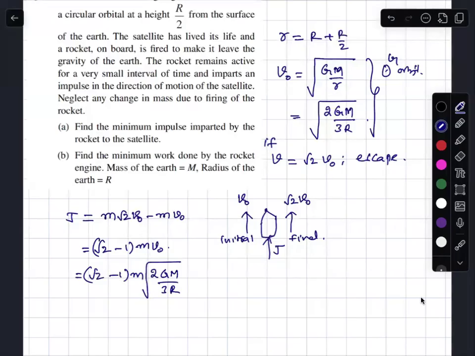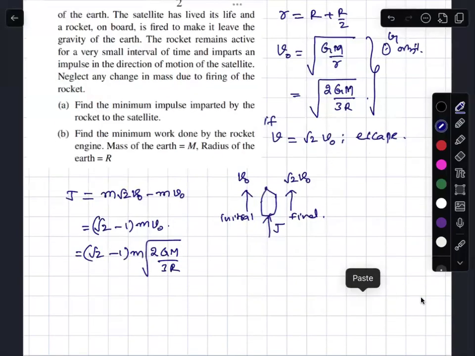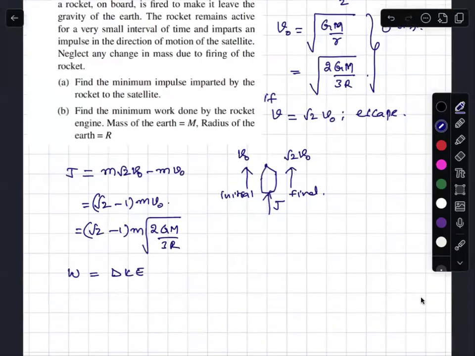Right. Minimum work. No change in potential energy. Before impulse, after impulse, same distance. So no change in potential energy. What we will notice is change in kinetic energy. So whatever the work that is done, that is equal to change in kinetic energy.